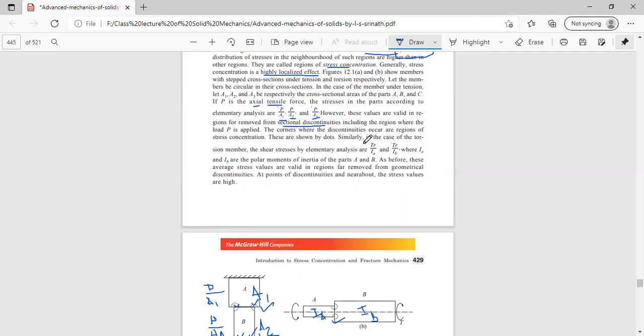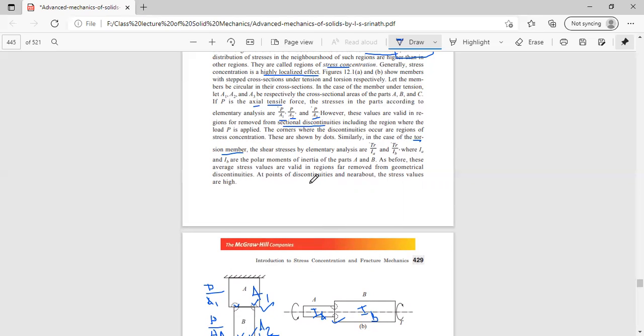So, in the case of a torsional member, the stress is given by elementary analysis as TR by IA and TR by IB itself, where T or TR is the torque on the total length of the shaft. As before, these average values are valid in regions far removed from the geometrical discontinuities.